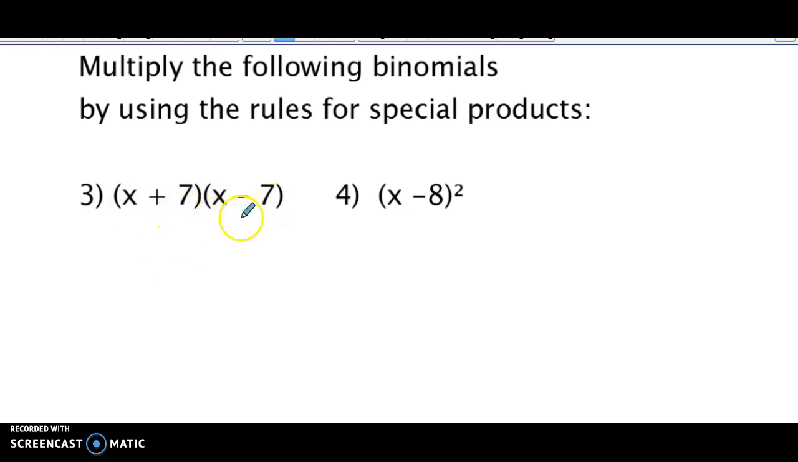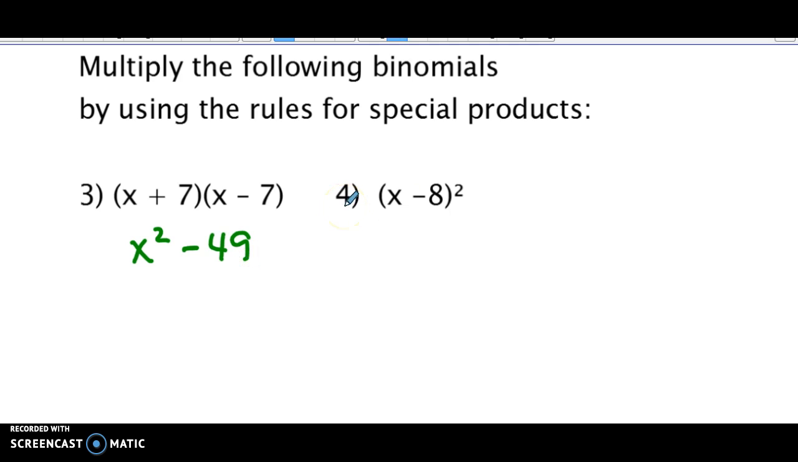Same terms in each of the binomials, but different signs, so I know that this is the difference of two squares. So I'm going to take the first term and I'm going to square it. It gives me x squared. And because I need the difference of two squares, I'm going to subtract, and I'm going to square my last term. 7 squared is 49.